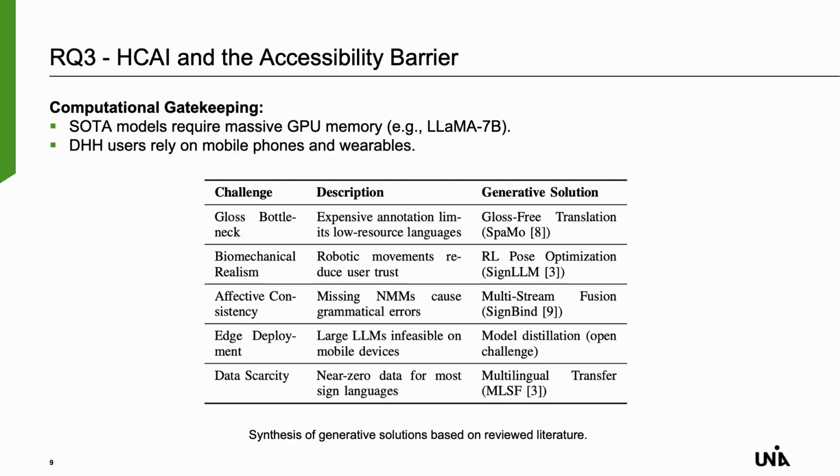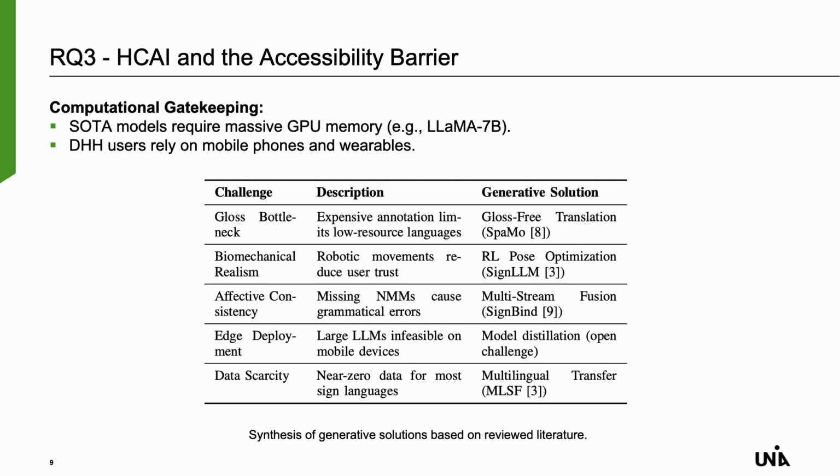The second major human-centered AI issue is a physical accessibility barrier. Right now, the AI industry is dealing with severe computational gatekeeping. The state-of-the-art models we just discussed require massive GPU memory to run simply because the models are so heavy. However, deaf and hard of hearing users don't carry supercomputers around with them. They rely on mobile phones and wearable devices for daily assistance.